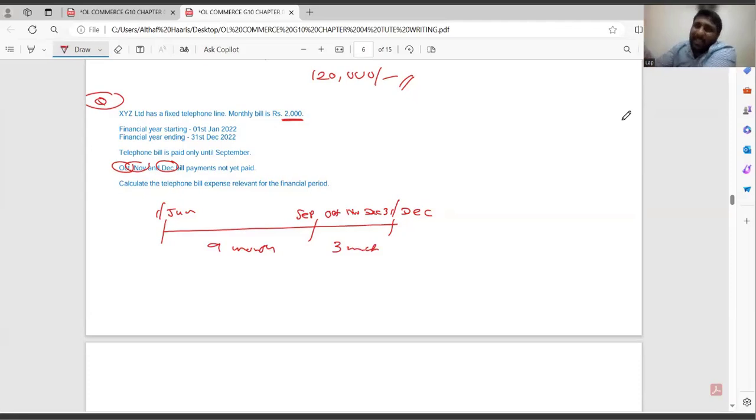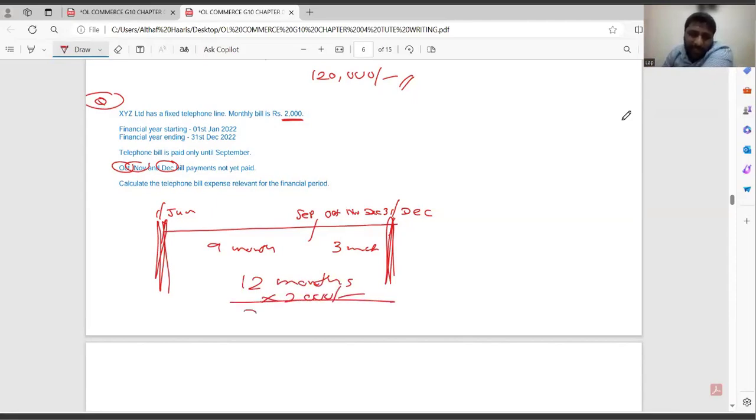Like I explained with the income, income received or not received is not relevant. Money is not a problem at all, people. As long as it is falling under our period, we have to consider it. There are 12 months, for each month 2000. So the expense relevant for the period is 24,000. Out of that 24,000, 18,000 paid, 6,000 not yet paid, not relevant. Expense relevant for the period is 24,000. That's it.